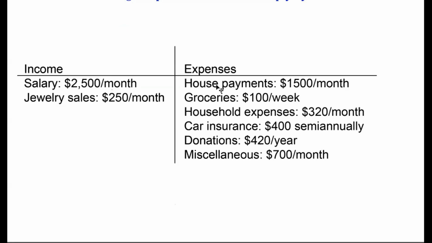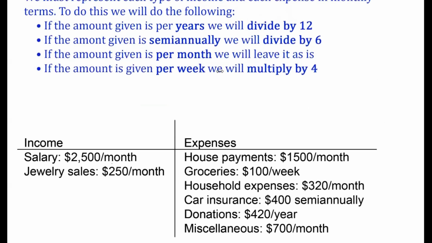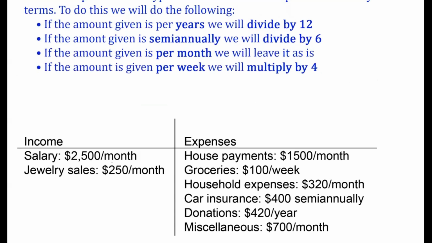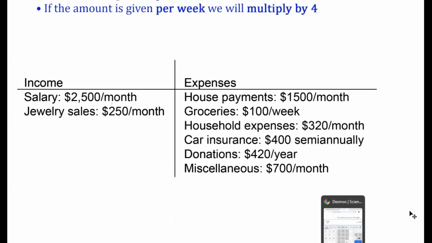So moving on to expenses, I have house payments at $1,500 per month. Perfect, leave that alone. Next up is groceries at $100 per week. I need to make that in monthly terms, and my instructions in blue say that if it's given per week, we have to multiply by 4. So I'm going to do 100 times 4, and that's 400, but you can always use a calculator if you'd like. $100 a week is the same as 400 per month. Next up is household expenses. That is already in monthly format, so I can leave that alone.